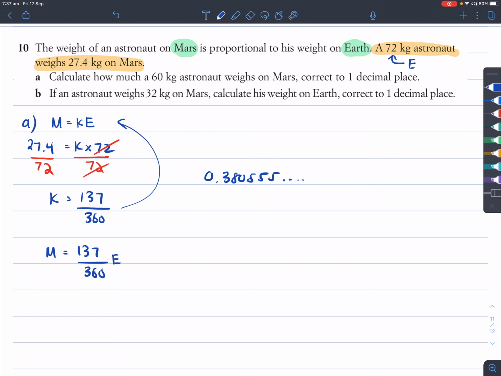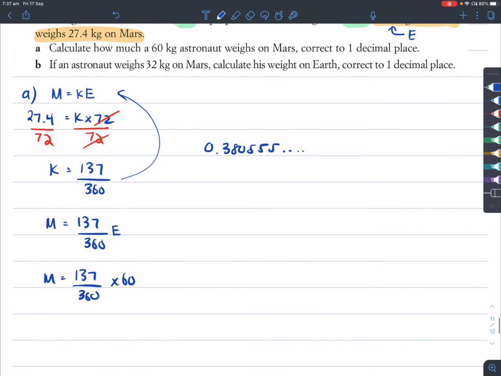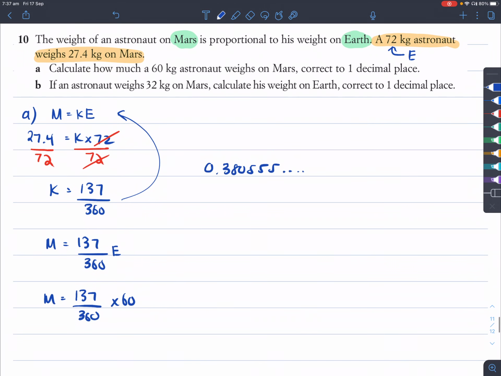And if we're trying to find out how much a 60 kilogram astronaut weighs on Mars, we're going to replace E by that number, 60. So multiplying my answer by 60 does give us M equals 22.83. It has more numbers after that. But approximately what that equals is 22.8 kilograms.